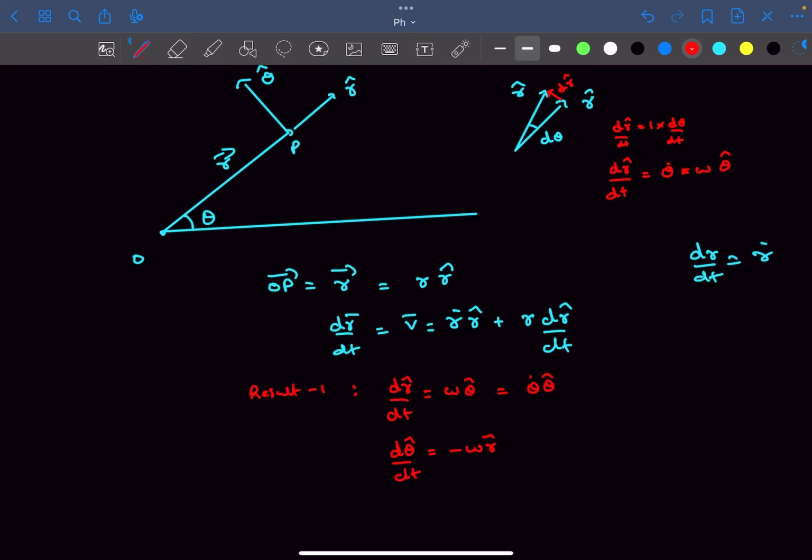You can simply observe it. Initially, let's say theta cap was in this direction, and assume this line rotates by an angle of d theta. So even theta cap will rotate by an angle of d theta, and d theta cap by dt will be this vector.